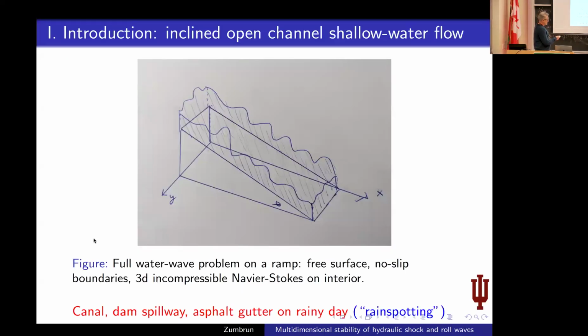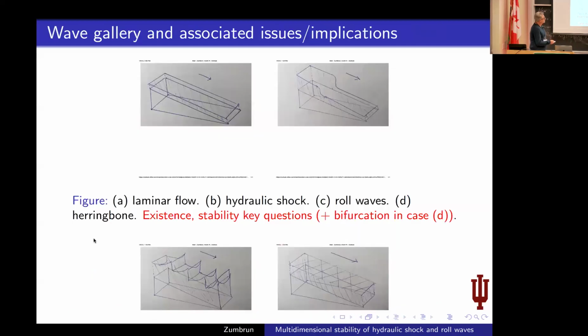Here's a picture of the full water wave problem on a ramp. This would be incompressible Navier-Stokes. It would have no slip boundary conditions on the wall. That would be pretty tricky. But we're making various simplifications, and I'll go to the equations in a minute.